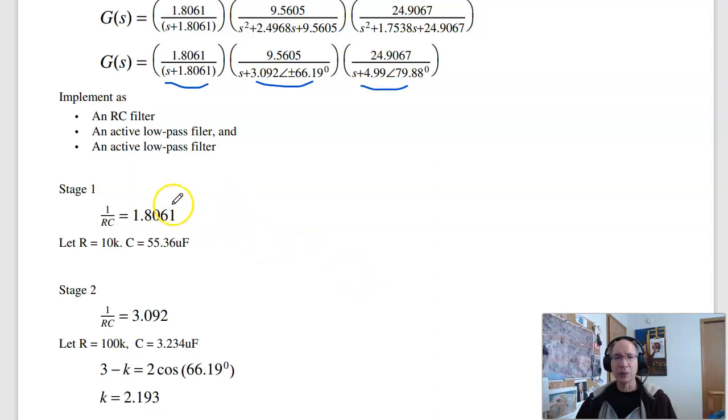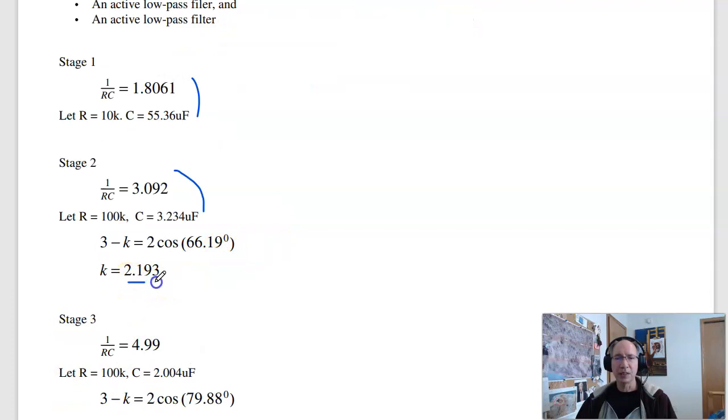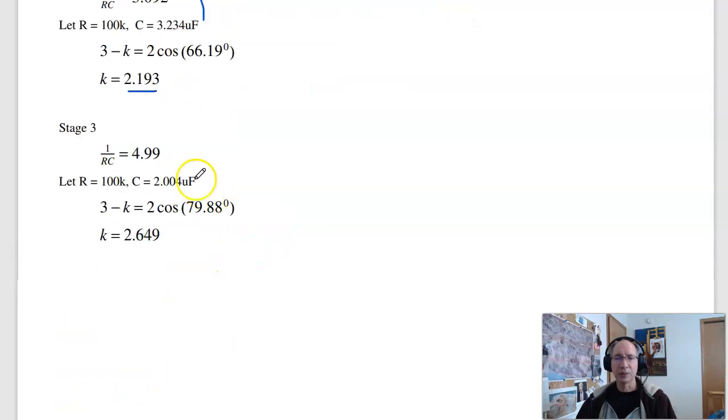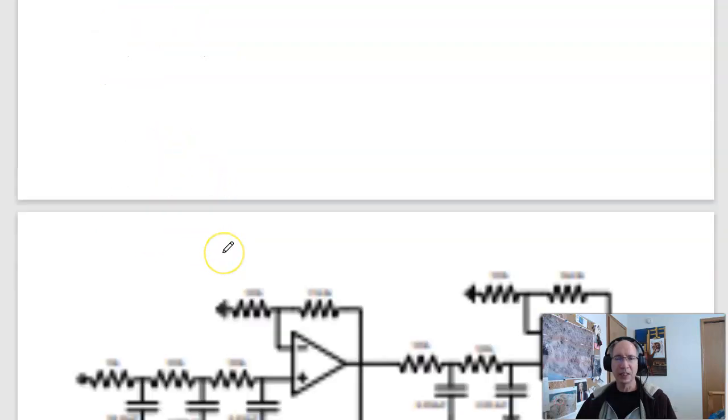The first one, if I pick R to be 10K, C is 55 microfarads. The second one, pick R to be 10 times bigger to avoid loading. R is 100K. Whenever RC is 3, C is 3.2 microfarads. From the angle, I get a K of 2.1. The third one, the amplitude is 4.9. Given C is 2 microfarads, from the angle, I get K.